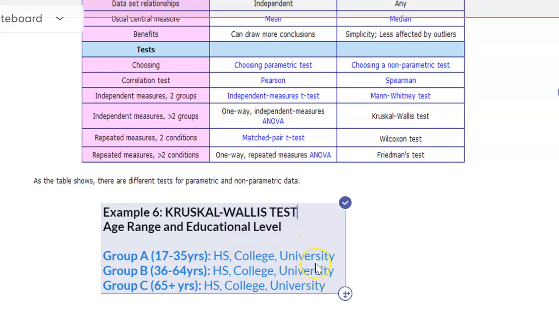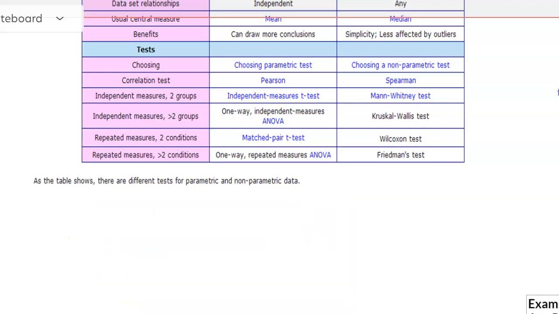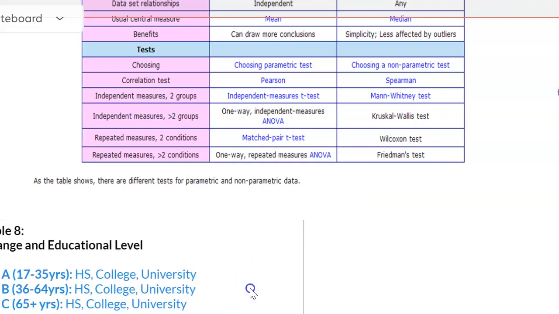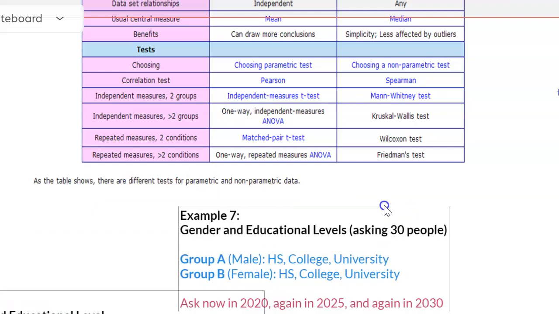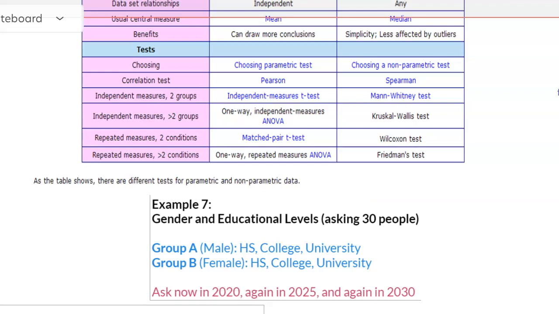Okay, let's move on to another example. So here we have example 7. We're looking at gender and educational levels. And again, I'm going to ask around 30 people. Group A is male, group B, female, and I'm asking for their educational level. This is the important part here. I'm going to ask them now in 2020. I'm going to ask them again in 2025 and again in 2030.